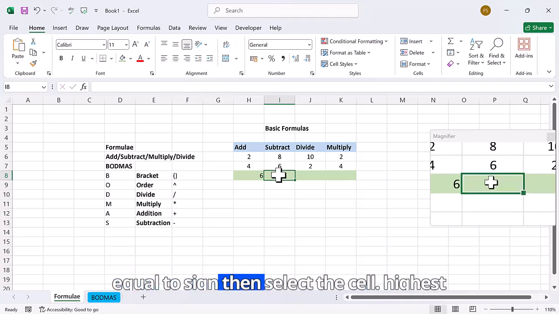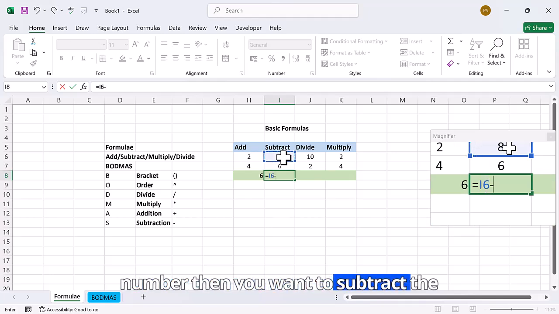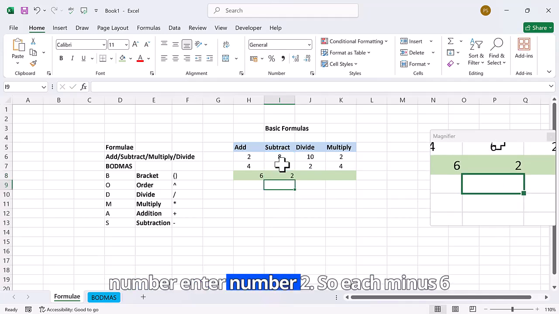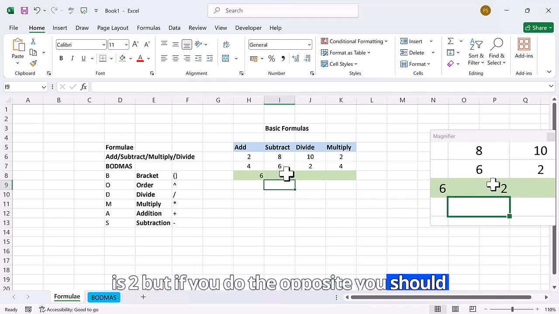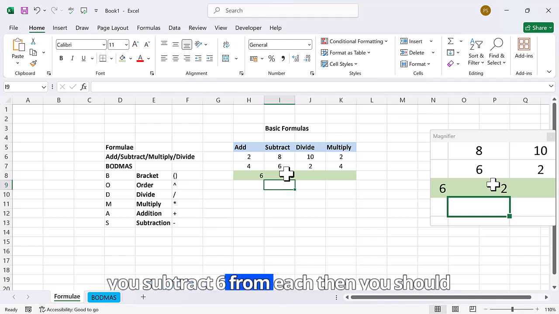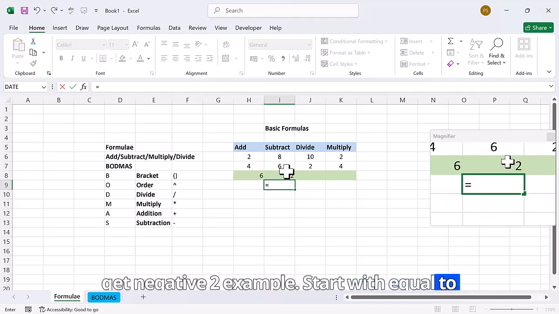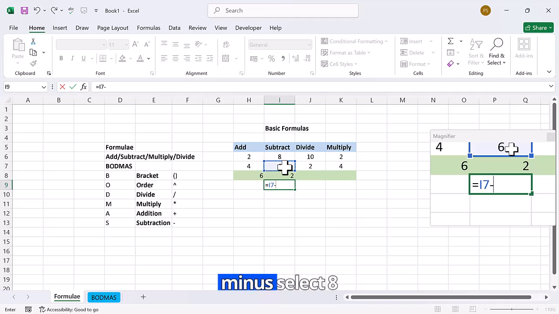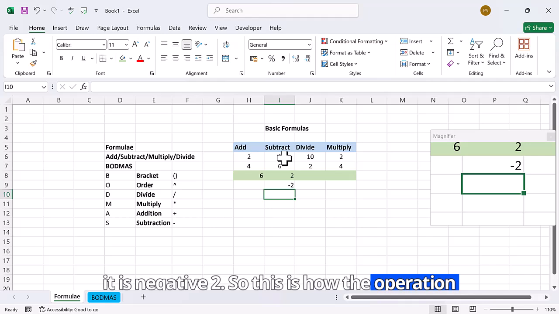Now, to subtract, simply, the concept remains the same. Start with equal to sign, then select the cell with the highest number, then the operator remains minus sign from the lowest number. Enter. The answer is 2. So 8 minus 6 is 2. But if you do the opposite, you should get a negative number. That means if you subtract 8 from 6, then you should get negative 2. For example, start with equal to sign, then select 6, then minus, select 8. It is negative 2. So this is how the operation is done.